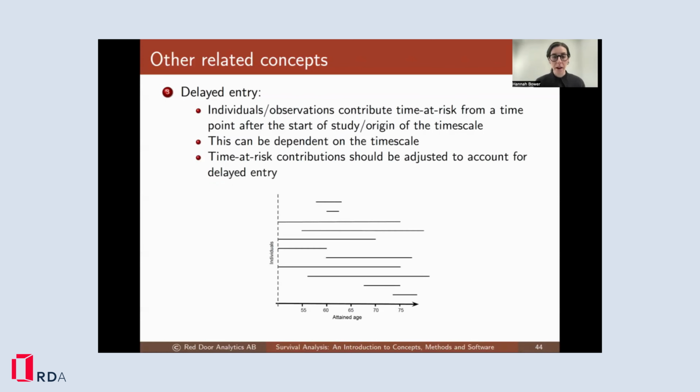So here you can think about attained age timescale. We can see that individuals contribute on this timescale at different time points. So we don't follow everyone from the same time on this timescale. For example, the first individual, we start following them from around 57 years, and the second individual from around 60 years. So you can see that this is shifted across this timescale.